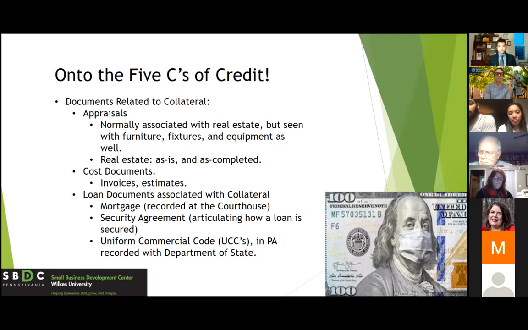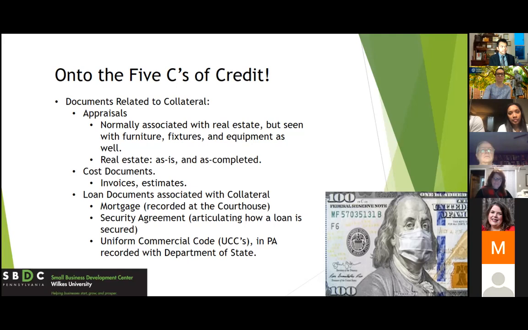If you're a homeowner, then you're probably familiar with the concept of a mortgage, which I'll have for like the next bajillion years of my life. A security agreement articulating how a loan is secured. Usually that's a separate document, and something called a uniform commercial code. And that's normally filed with the Department of State, the Commonwealth in this situation, where it's on public record that you filed specific assets to secure financing, all right?